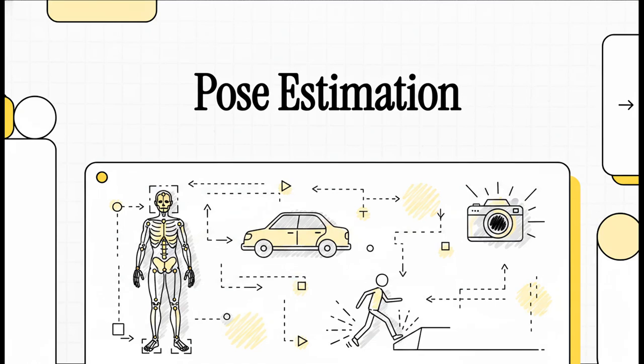Have you ever wondered how a self-driving car actually knows a pedestrian is about to step into the street? Or how a digital avatar perfectly mimics your every single move in real time? Well, welcome to this explainer. Today, we're diving into a genuinely fascinating computer vision problem called pose estimation. We are going to demystify exactly how artificial intelligence sees and interprets human movement.